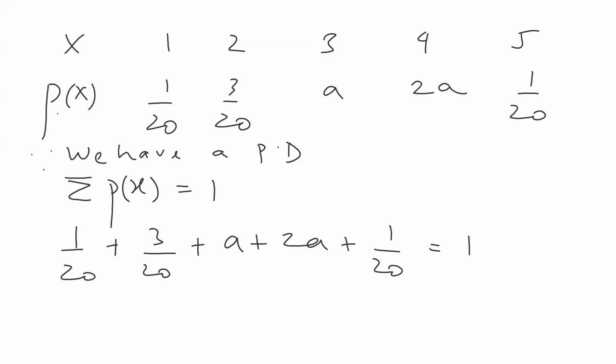Now don't reduce this 1 by 20 and all, because we'll keep a common denominator 20 in the denominator. So 1 by 20 plus 3 by 20 plus 1 by 20 will give me 5 by 20. 5 by 20 plus 3a. So 5 by 20 plus 3a is equal to 1.